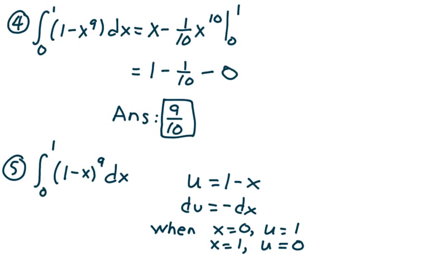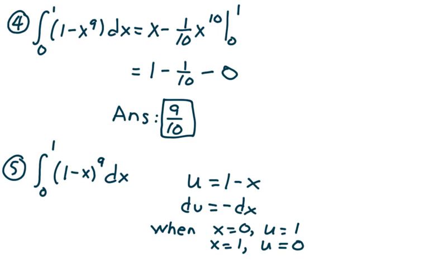Now, be very careful, right? Notice the difference between number 4 and number 5. On number 5, I'm looking at the integral from 0 to 1 of (1 minus x) all raised to the 9th power dx. You're not going to raise that to the 9th power. You don't want to do that.